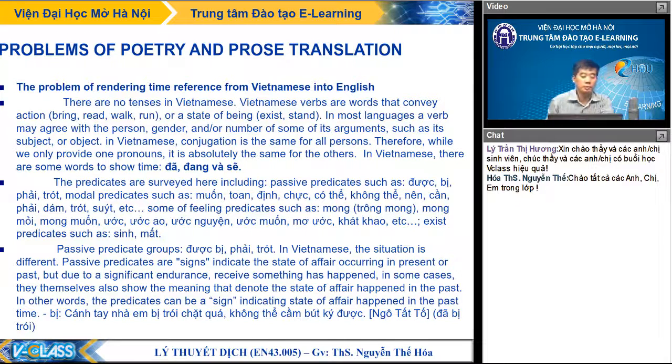And now there are some problems of rendering time reference from Vietnamese into English. There are no tenses in Vietnamese. Vietnamese verbs are words that convey action, for example bring, read, walk, and run, or state of being, such as exist or stand. In most languages, a verb may agree with the person, gender, and number of some of its arguments. In Vietnamese, we have đã, đang, sẽ. Okay, that is the problem of time.